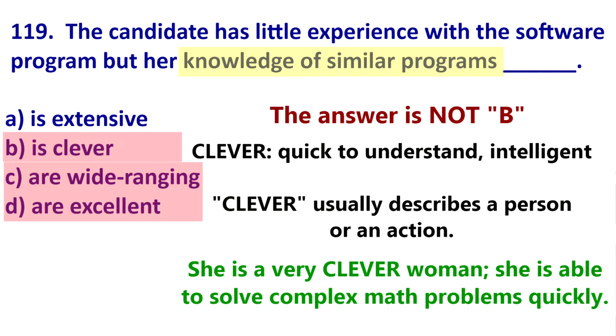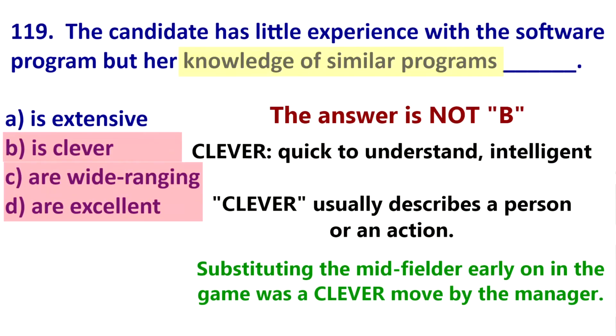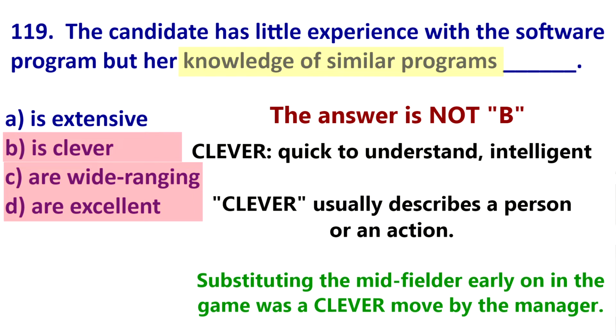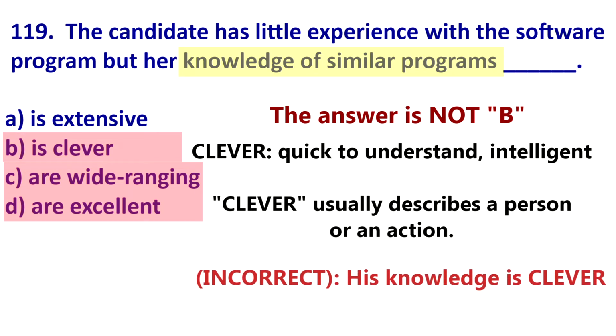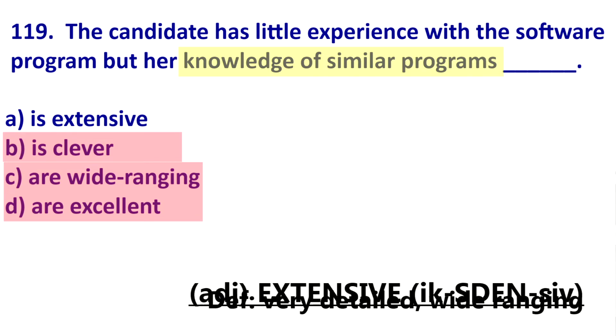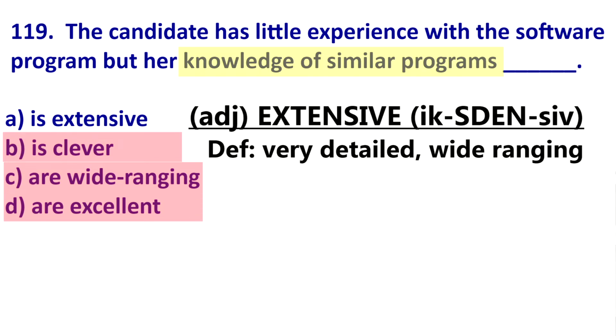So this means smart. She is able to solve complex math problems quickly. Another example is substituting the midfielder early on in the game was a clever move by the manager. So it's describing the action as clever. However, it is very odd to say knowledge is clever. It's almost redundant. However, extensive knowledge is a collocation.